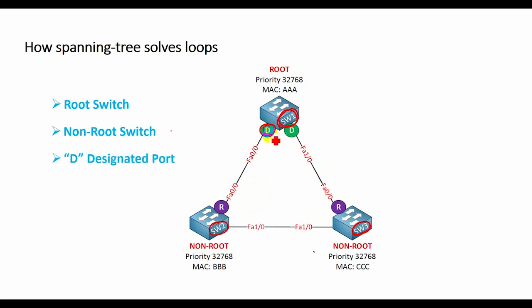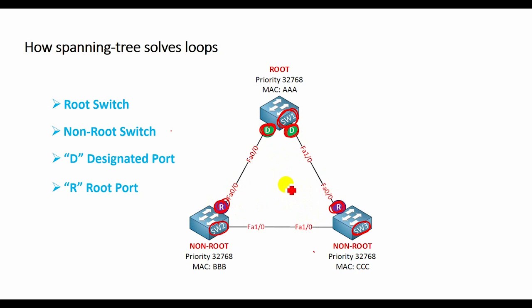D on the interfaces stands for designated port. Every port on the root bridge will be a designated port. I have put an R for root port on switch 2 and switch 3. Their FastEthernet 0/0 interface is the shortest path to get to the root bridge.